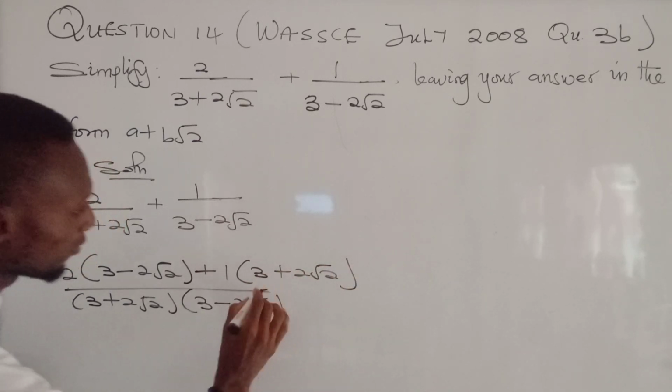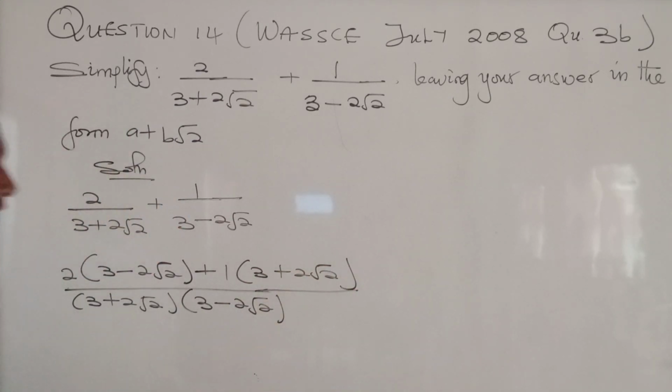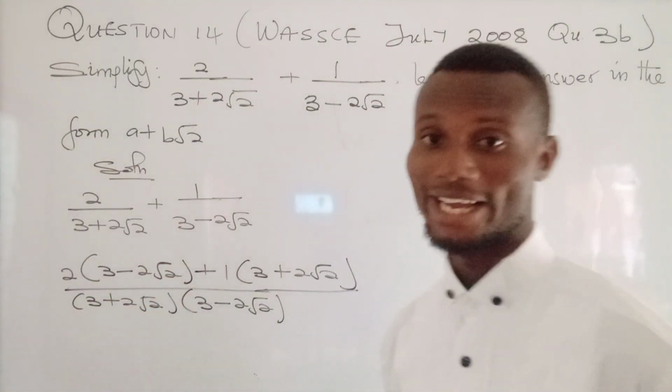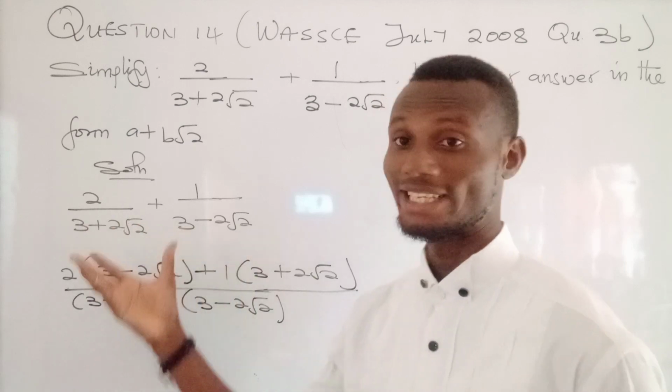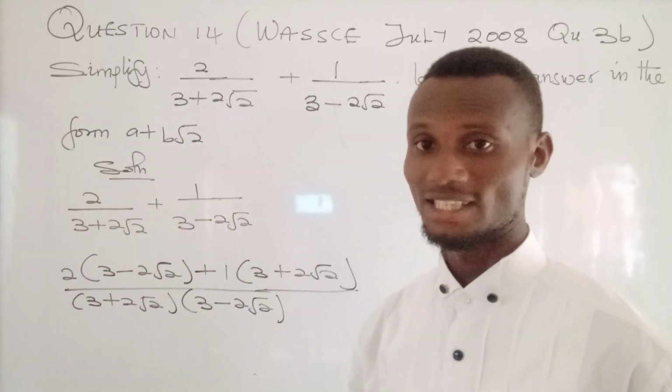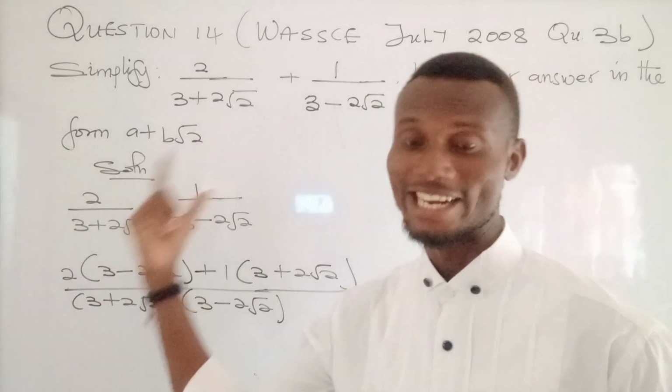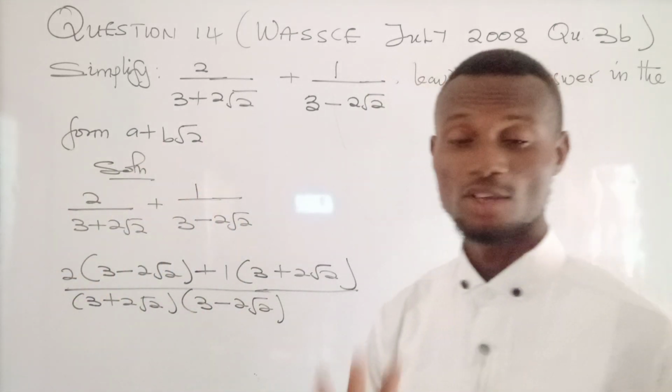I hope you understand it and you agree with me up to this point. All that we did is to find the LCM, then we use the denominators to divide the LCM, and what is left we use it to multiply the numerator, the values at the numerator. I hope you understand it.